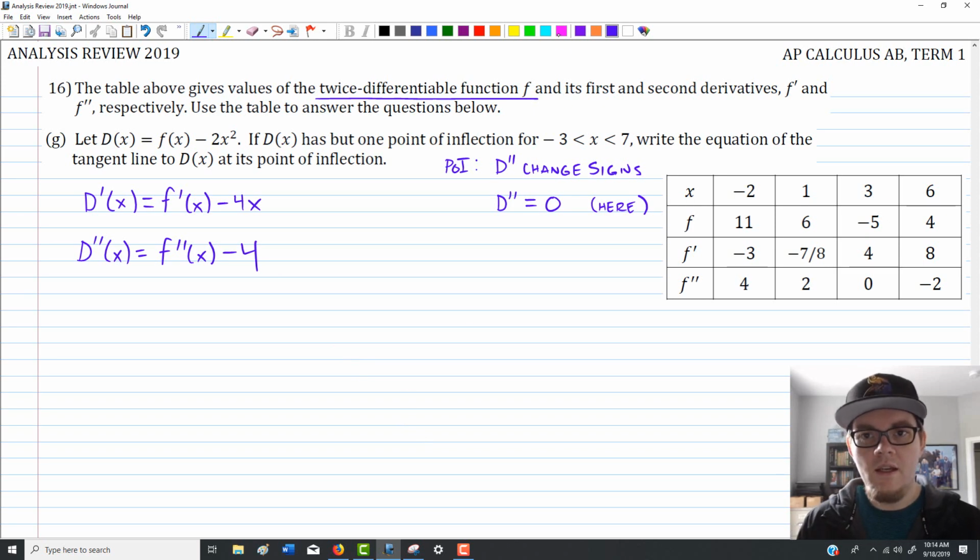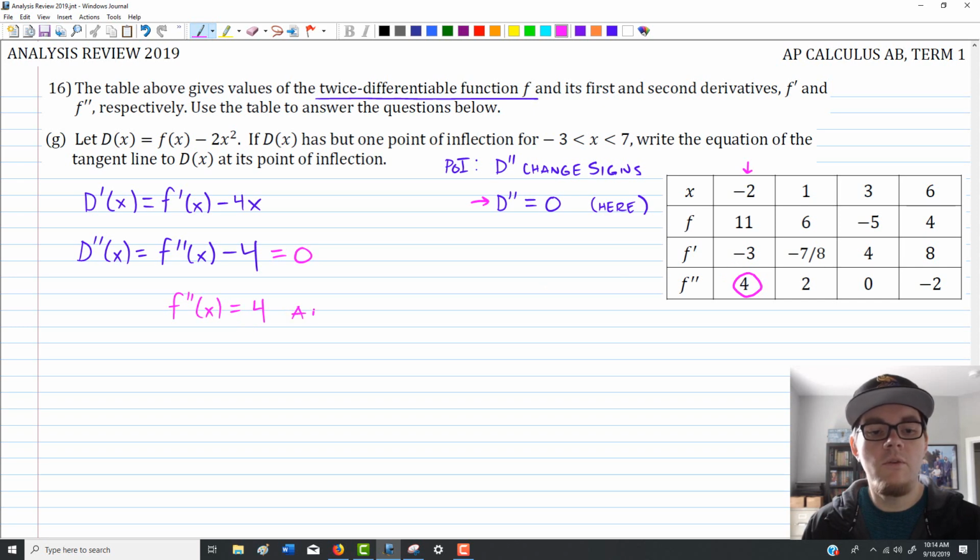Now we just said a second ago that in our situation here we can settle for d double prime of x being equal to 0. So let's set this equal to 0 and see if we can find anything. Moving the constant 4 over, we get that the x value we want is when f double prime of that value equals 4. So next let's look at our table. Is there anywhere where f double prime equals 4? And the answer is yes, indeed. At x equals negative 2, f double prime is equal to 4.